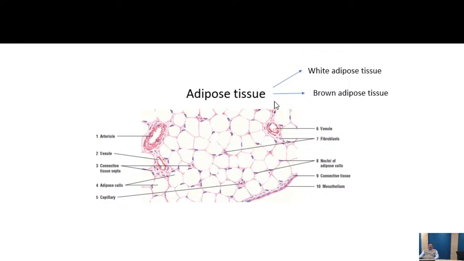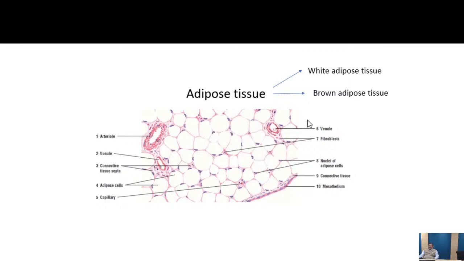There is another type of adipose tissue called brown adipose tissue. This brown adipose tissue is also known as a hibernating gland. In brown adipose tissue, the fat is present in the form of multiple droplets. In white adipose tissue, the fat is a single droplet in the center.